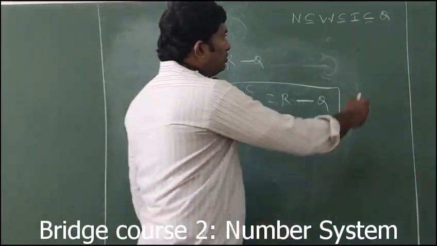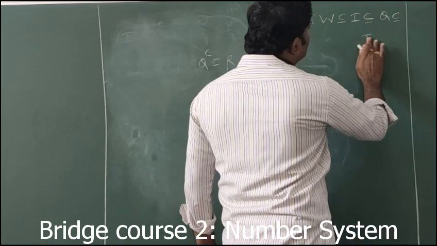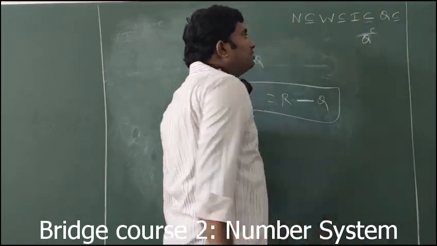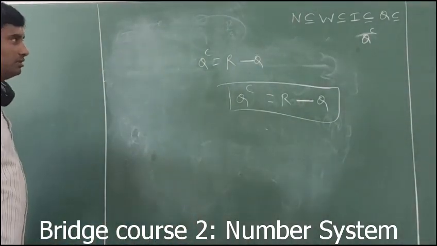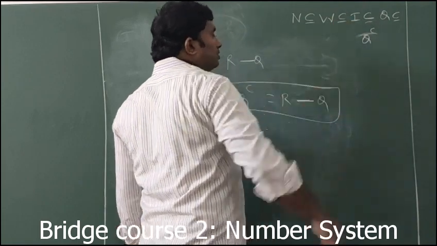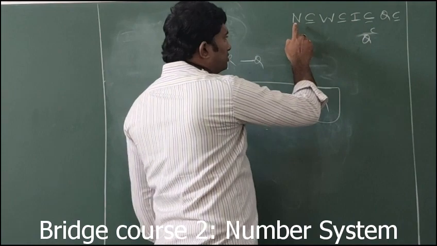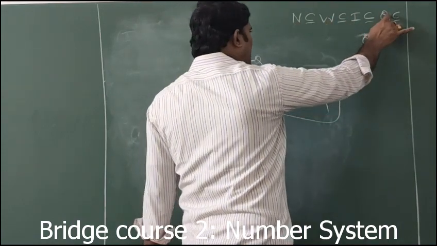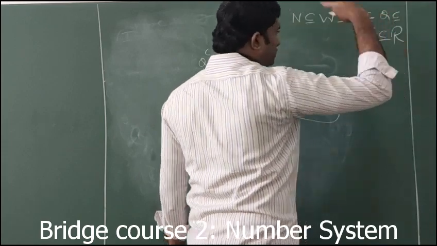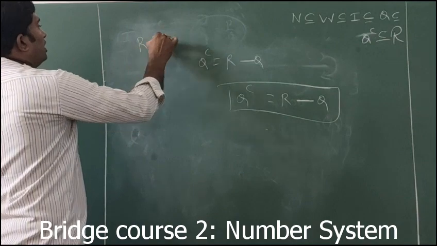Next. So every rational number is not irrational, but every irrational number is not rational. That means Q is a subset of Q dash, but Q dash is not a subset of Q. And all these 6 sets, natural number set, whole number set, integers, rationals and irrationals, are subsets of the mother set, that is the universal set, that is capital R, the real number set.